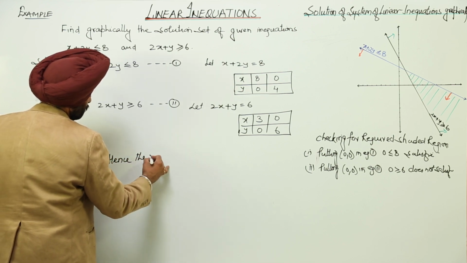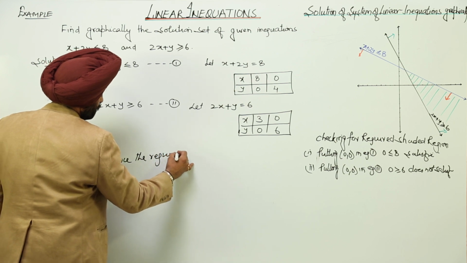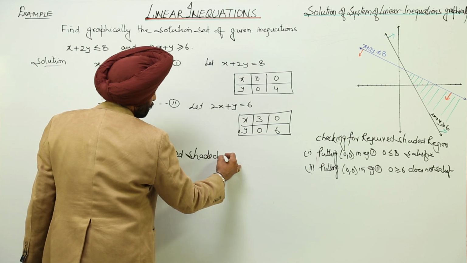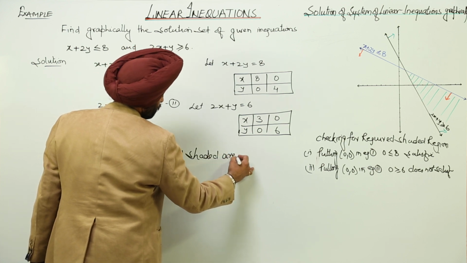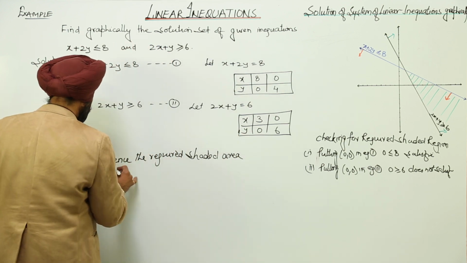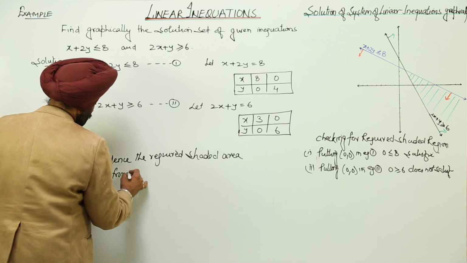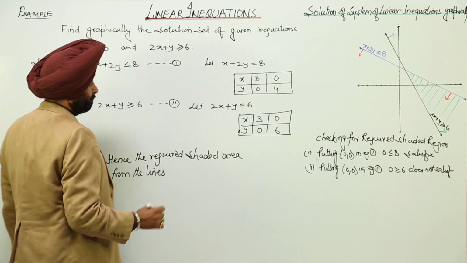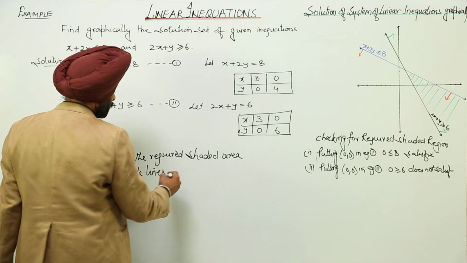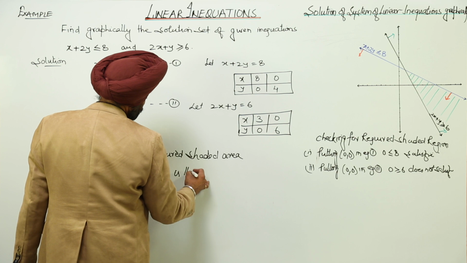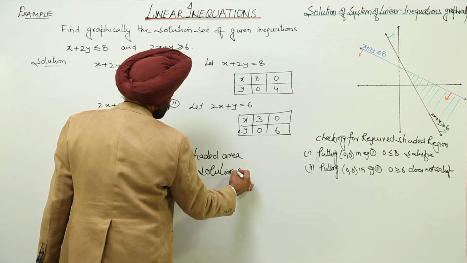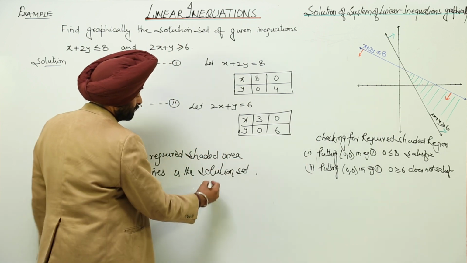Hence the required shaded area from the lines, because the lines are bold, okay, from the lines is the solution set. This is the answer.